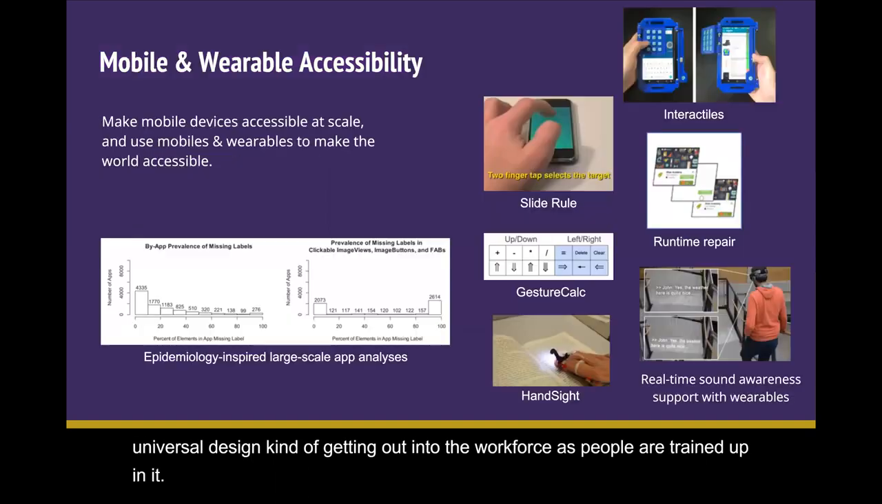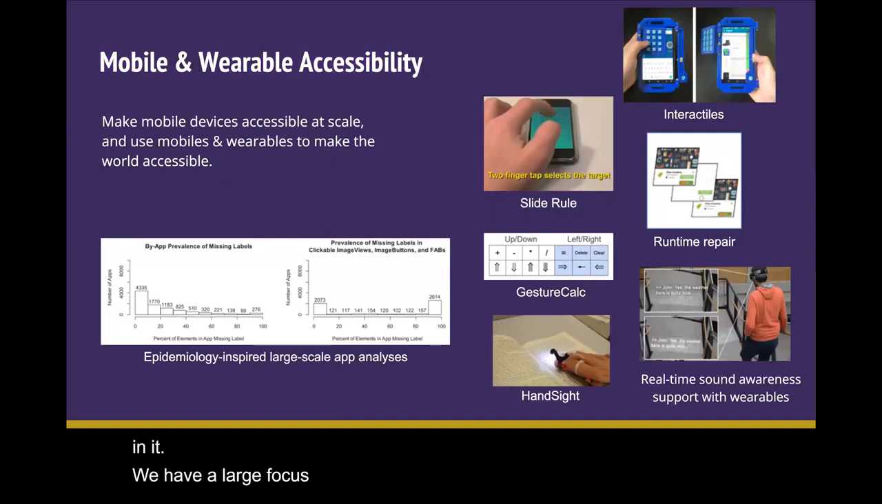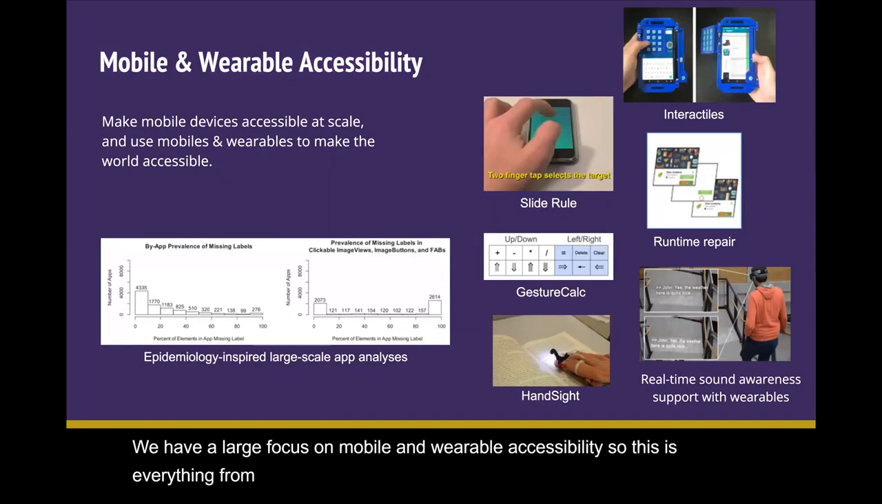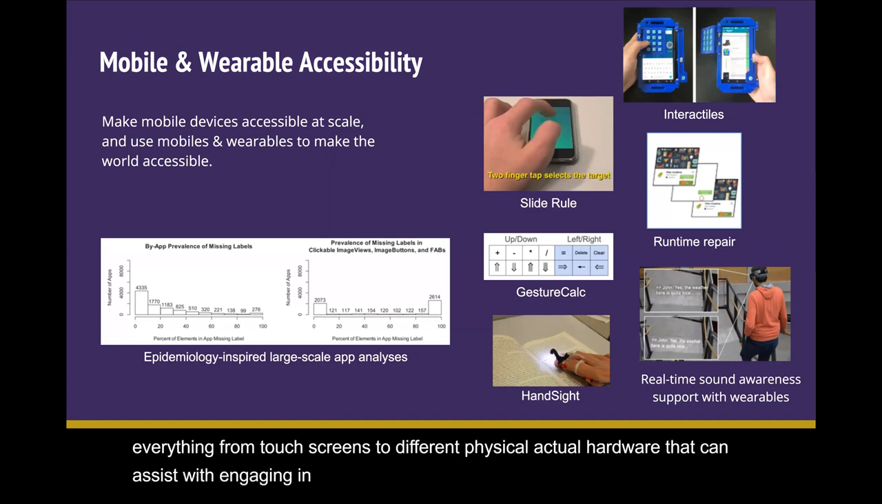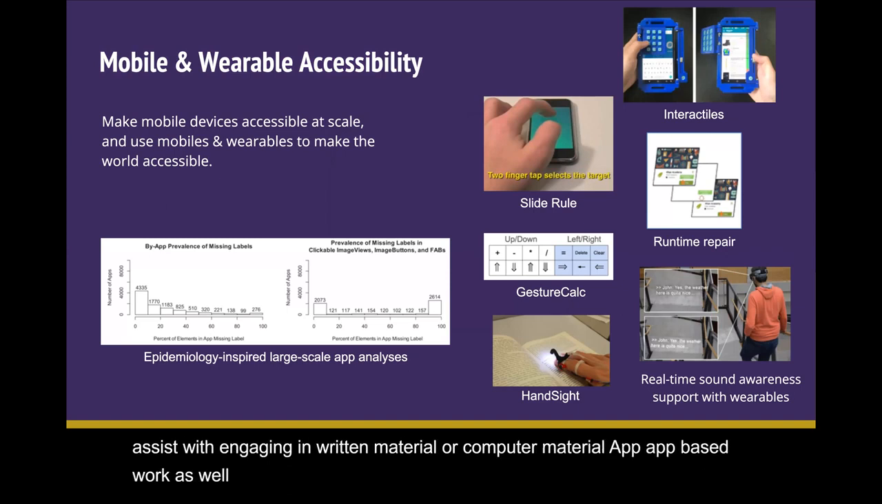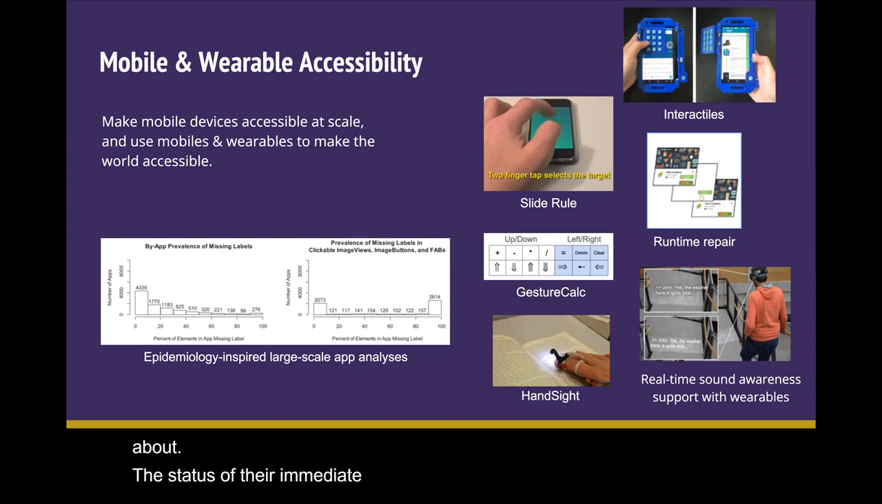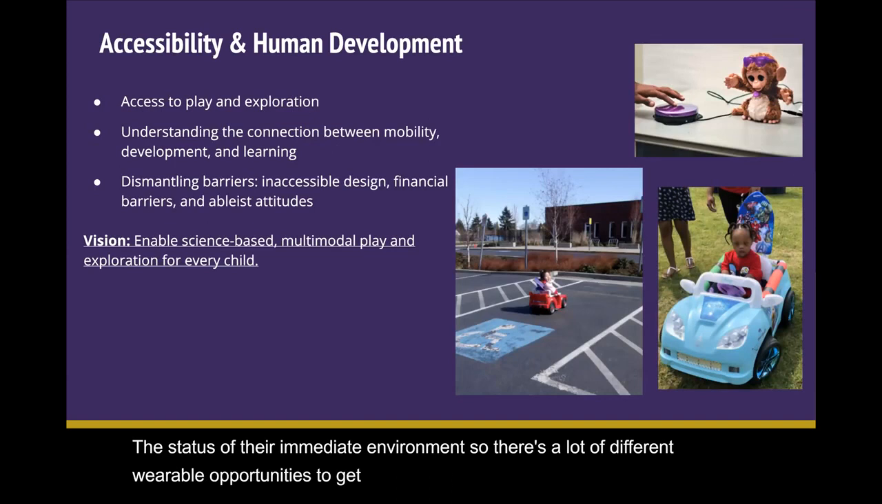We have a large focus on mobile and wearable accessibility. So this is everything from touch screens to different physical hardware that can assist with engaging in written material or computer material, app-based work, as well as environmental feature apps that can give a user information about the status of their immediate environment. So there's a lot of different wearable opportunities to get involved in as well.